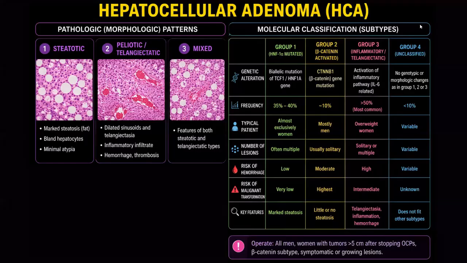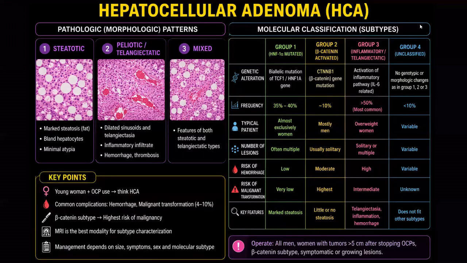Group 4 is unclassified, where you don't see any of the genetic or morphologic subtypes as seen in group 1, 2, or 3. This is the least common group, and overall it does not fit any other subtypes.